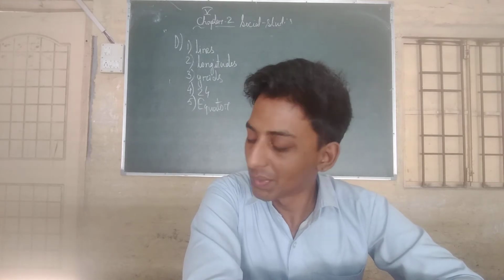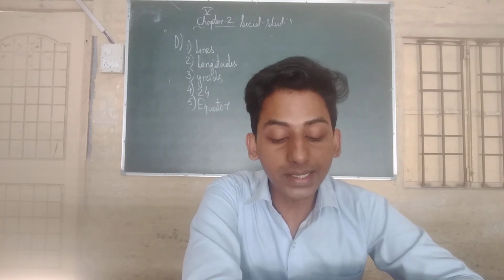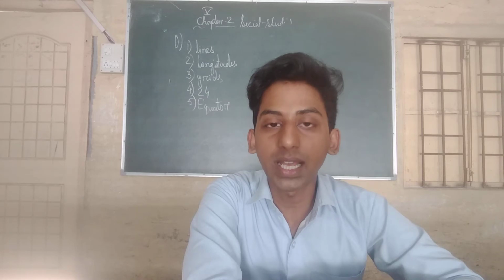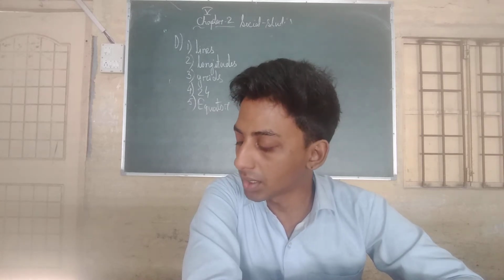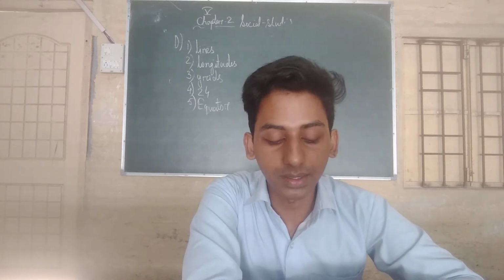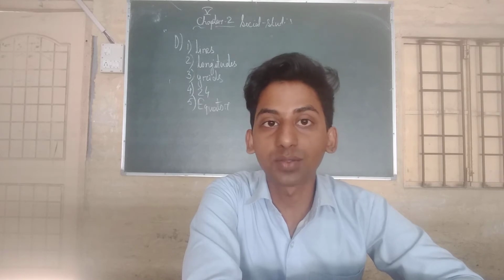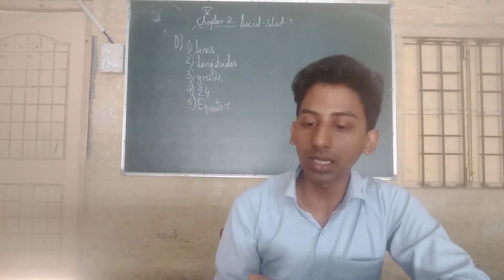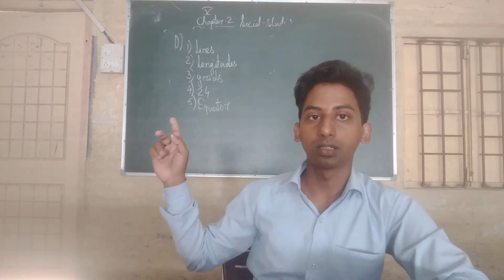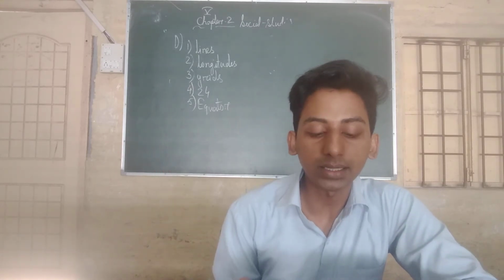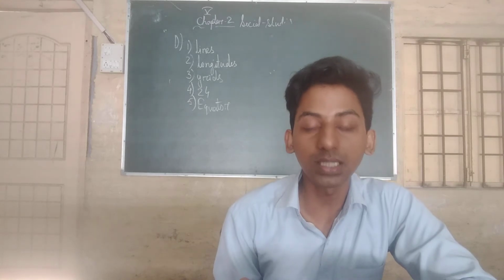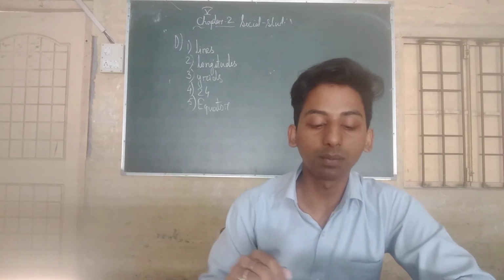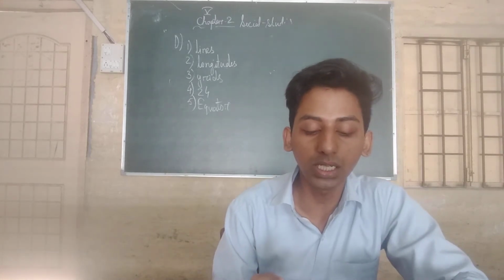Next question: places on the maps can be located with the help of this. What is it? Grids. You can see on the back side that it is already written: grids. So that is D number 3. Now it is D number 4.